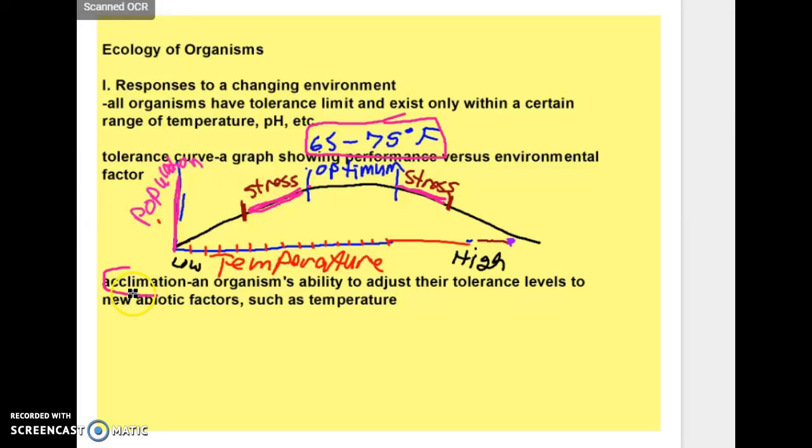Don't confuse acclimation with evolution. Individuals do not evolve. Individuals can only acclimate, and some animals are better at it than others. Evolution is when certain traits are favored, and then we see this change in a population over many generations, but evolution and acclimation are very different. Don't confuse the two.